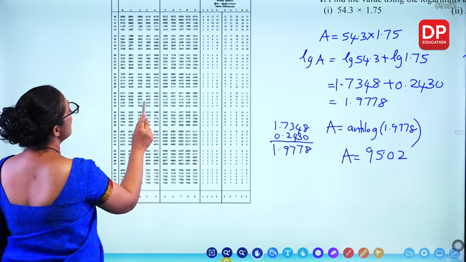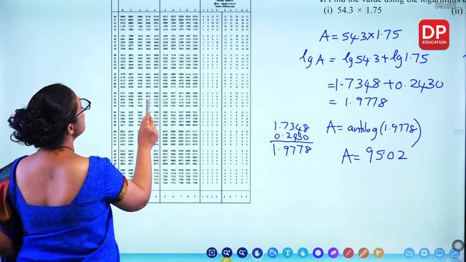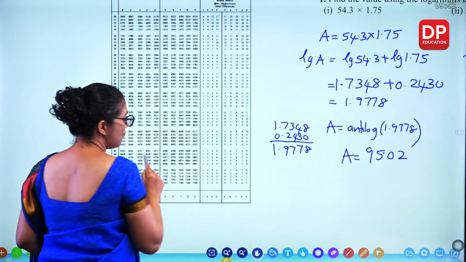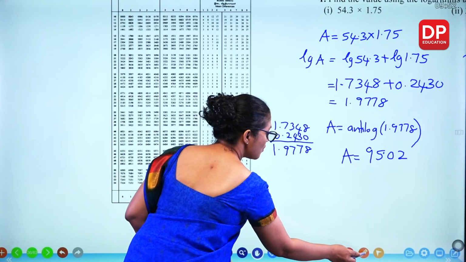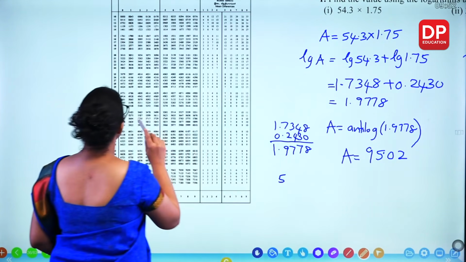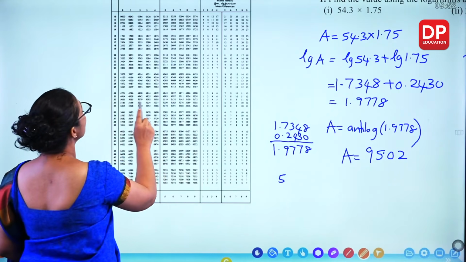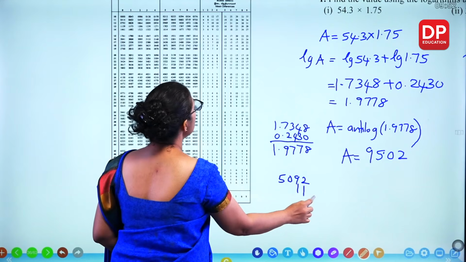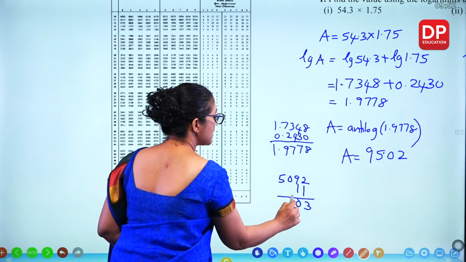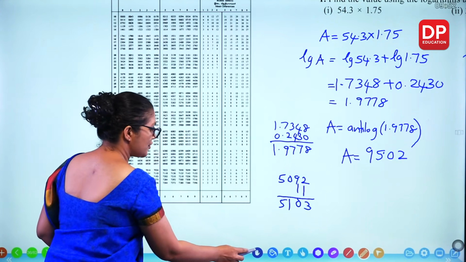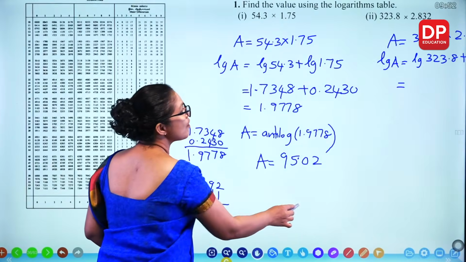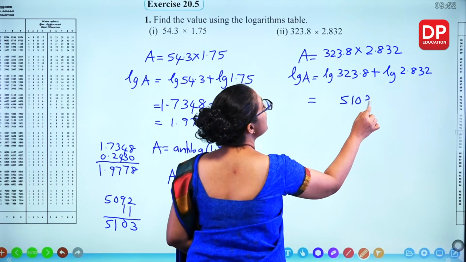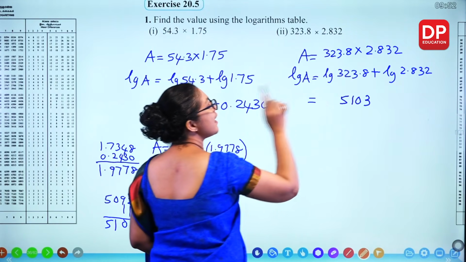3238. 3 is 5092. 8 is 11. 5092. And adding 11, so you get 5103. And what's the characteristic?